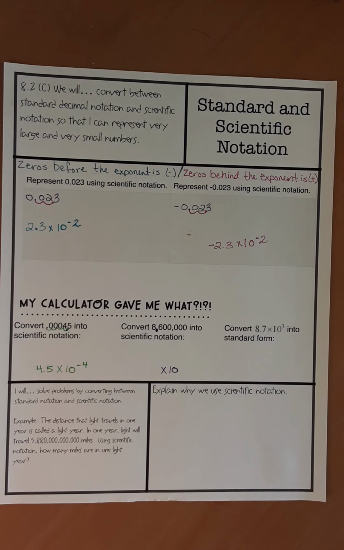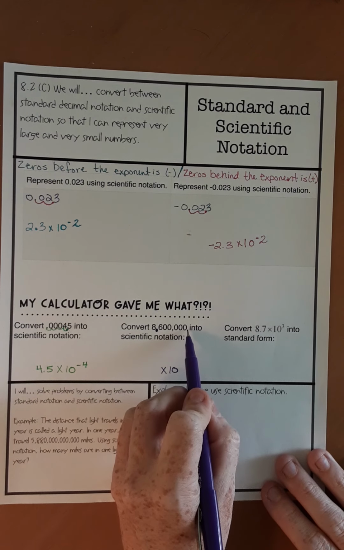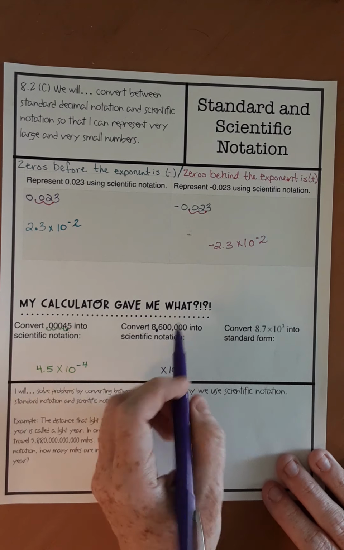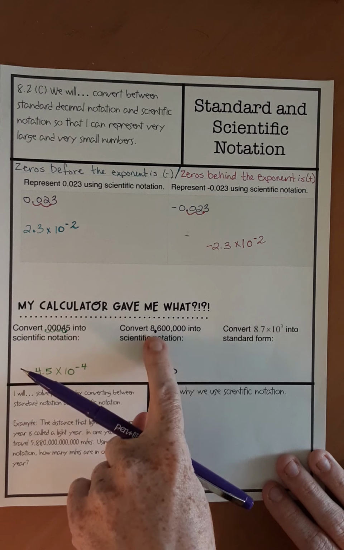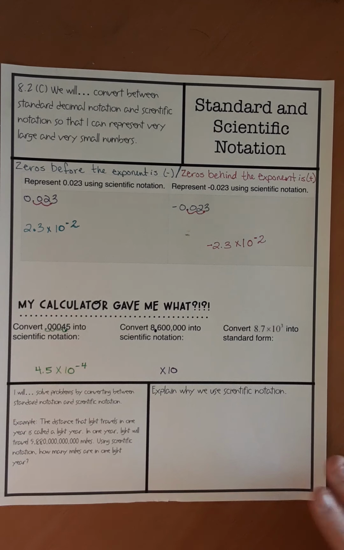But now there's no decimal written in this problem. Who remembers where the decimal is assumed to be when it's not written in your number? Right. We assume the decimal is here at the very end. So we need to count how many place values we need to move this direction to get our decimal between the 8 and the 6.